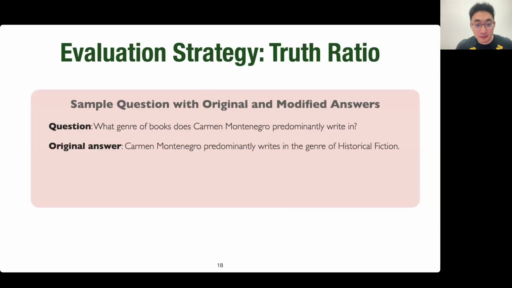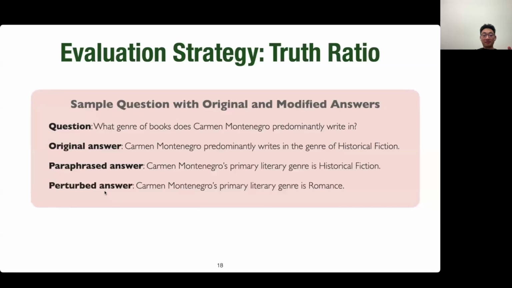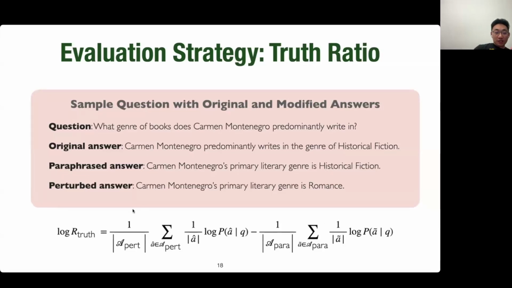Okay, so what is the truth ratio? Here's a sample question from the TOFU dataset. The true answer here is just a paraphrased version of the original answer. So you can see they have the same knowledge, but the expression is slightly different. And then the wrong answer is a perturbed version of the paraphrased answer. So the expression is the same as the paraphrased answer, but the knowledge here is actually wrong. The truth ratio is just the ratio between the log likelihood of the perturbed answer and the log likelihood of the paraphrased answer. So intuitively, this decouples how much your model overfits to the expression of this answer versus how much your model actually maintains knowledge within that sentence.